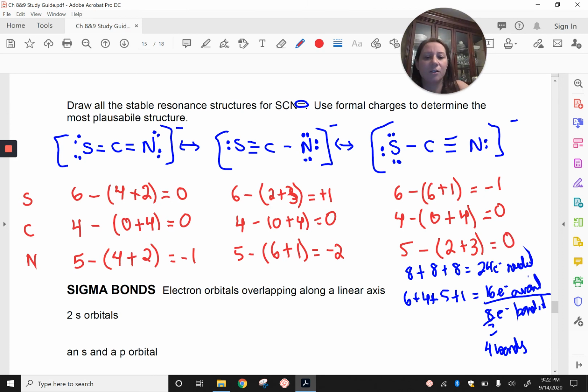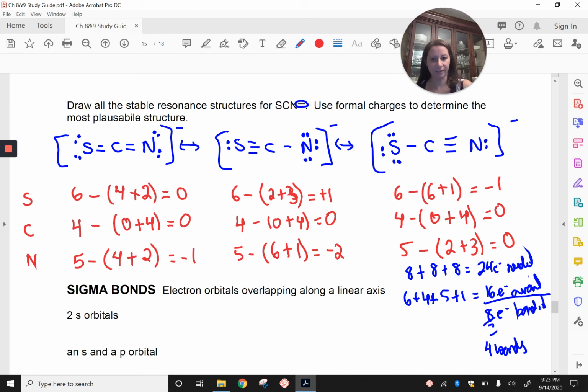Just to double check that we did this correctly, if you add up your formal charges, they should equal the charge on the species. So 0 plus 0 plus -1 is -1. That one's good. Plus 1 plus 0 minus 2 overall is -1. That's good. -1, 0, 0 overall is -1, so that's good. So that helps reassure us that we've calculated them correctly. So then we try to figure out which of these is the most plausible structure.